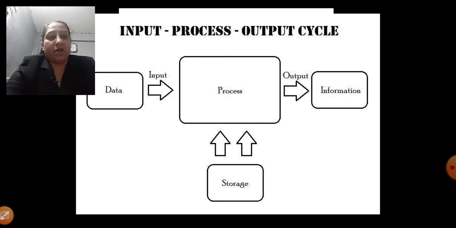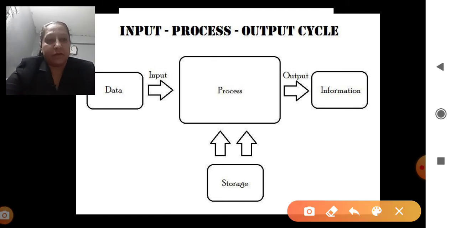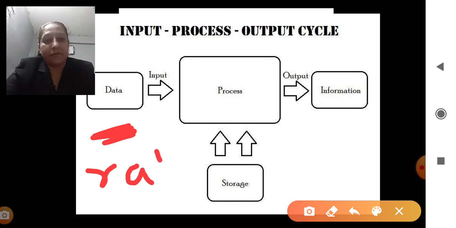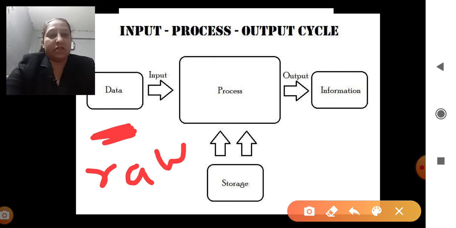On what fundamental does your computer work? As written in the definition, the computer receives the data which is in the input form. This is your data. Data is always in the raw form. What is data, or what is the raw form? Raw means something which is not properly organized. Although it is correct, I am not saying it is wrong, but it is not systematically organized. We have not properly organized it.